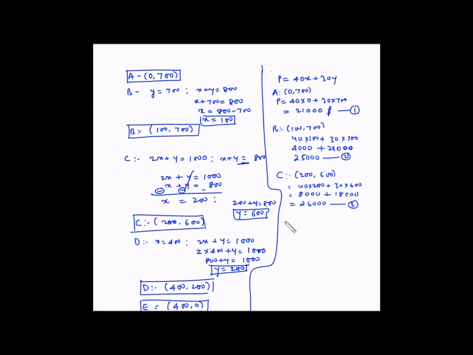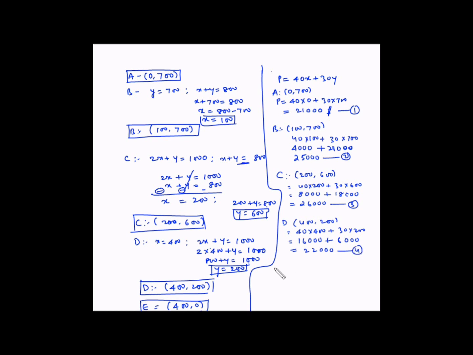Now let us take the coordinates of the point D, which is 400 and 200. So the value of P becomes 40 multiplied by 400 plus 30 multiplied by 200. This is equal to 16 and 3 zeros plus 3 multiplied by 2, 6 and 3 zeros. This is equal to 16 plus 6, which is 22,000. Let's say this is 4.